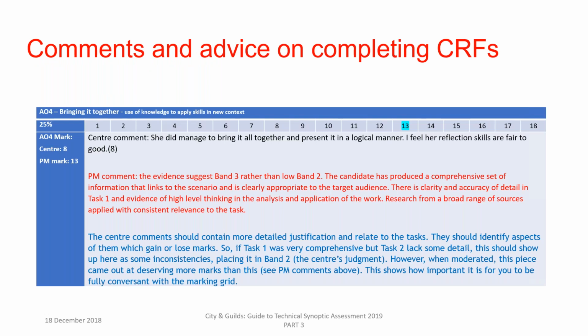Here's some advice on completing a CRF, and we have one here which could do with some more detailed justification and to be related better to the tasks. They should identify aspects of them which gain or lose marks. So if task 1 was very comprehensive, but task 2 lacked some detail, this should show up here as some inconsistencies, placing it in band 2, the centre's judgment. However, when moderated, this piece came out as deserving more marks than this. See the PM comments above. This shows how important it is for you to be fully conversant with the marking grid, as you could be letting your students down by describing them in the wrong way and placing marks incorrectly.